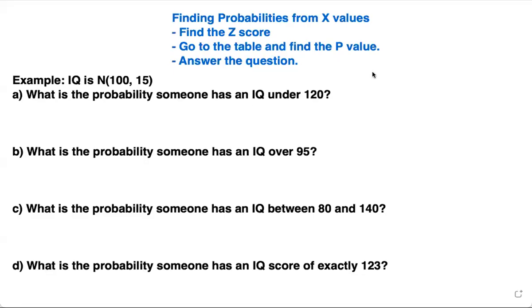Let's say you're asked to find the probability of some input x value. Essentially, you're going to find the z-score, go to the z-table, and find the p-value, that's the probability value, and then answer the question if it's above, below, or in between.